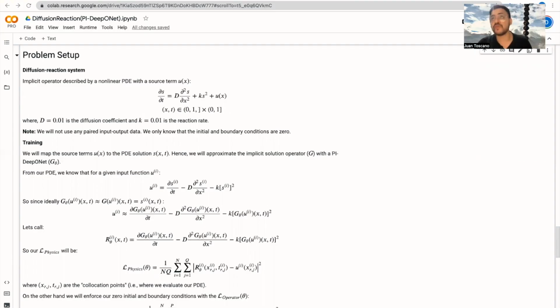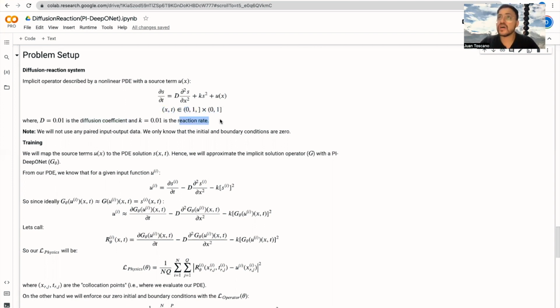Let's use a physics-informed DeepONet to solve the diffusion reaction system represented as a partial differential equation. You can see that this partial differential equation is parameterized by the input function, also called source term u of x. We have some data on the domain. We have some data about the diffusion coefficient, the reaction rate, and the initial and boundary conditions.